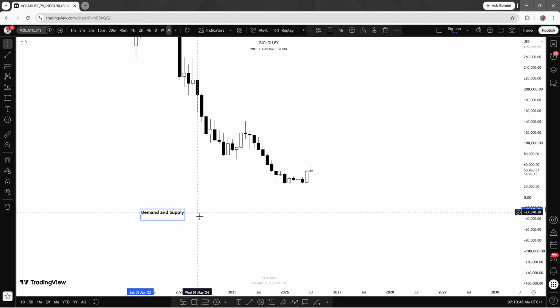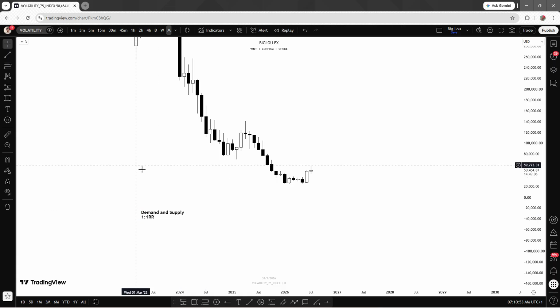Then we're going to merge it with our risk to reward model. We're just going to do a 1:1 risk to reward model. So we are trading demand and supply on a 1:1 risk to reward model, and we are trading this on a static time frame.